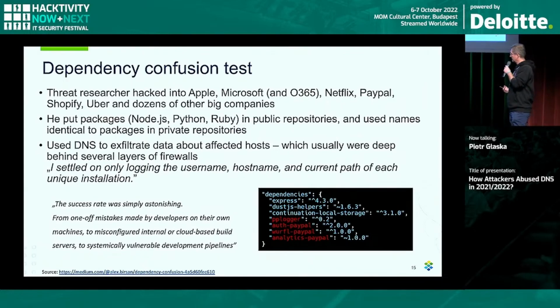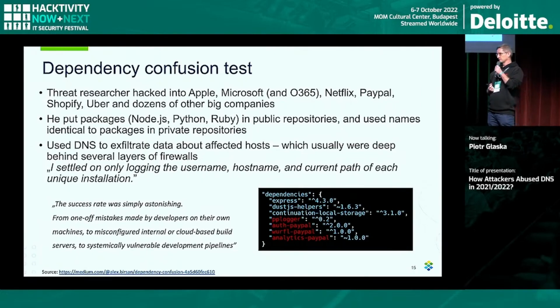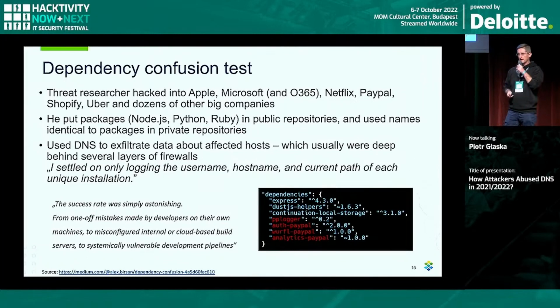And Alex basically discovered that the way the decision is made about where to get the software module from is not very clear. And sometimes the software will actually reach first to the public repository to get the module. So if you put a module in the public repository which has the same name as the one in the private repository of the company, you have a big chance that your code will be used by the developer. So he did some research, got the names of the packages used by some companies such as Microsoft, Netflix, PayPal, Uber, and so on, which was not very hard because those names could be found on public web pages. And then he put his code in public repositories under the same names.